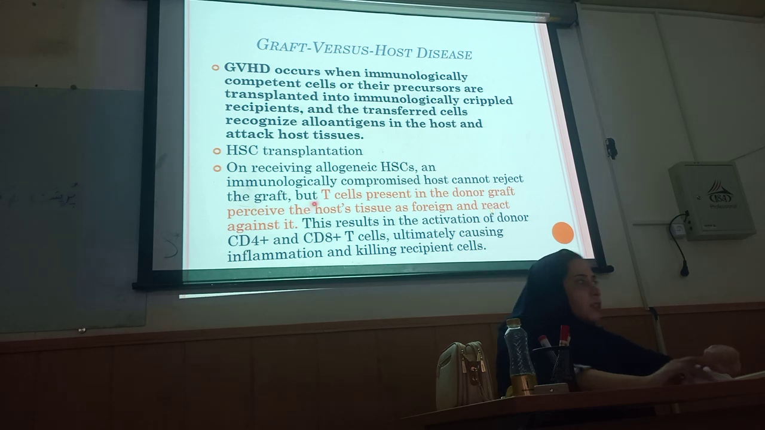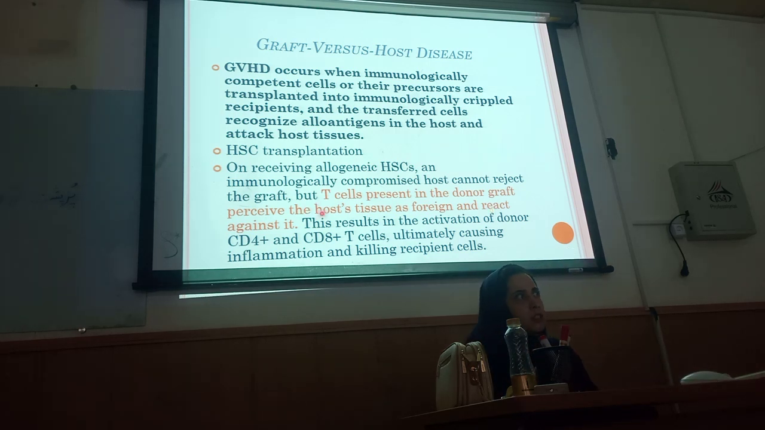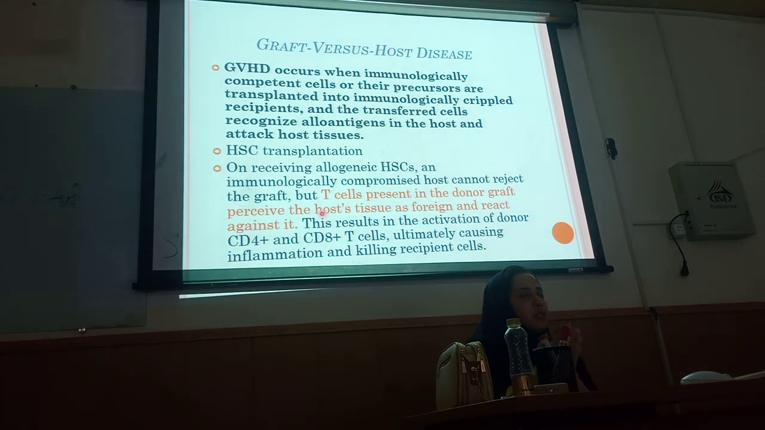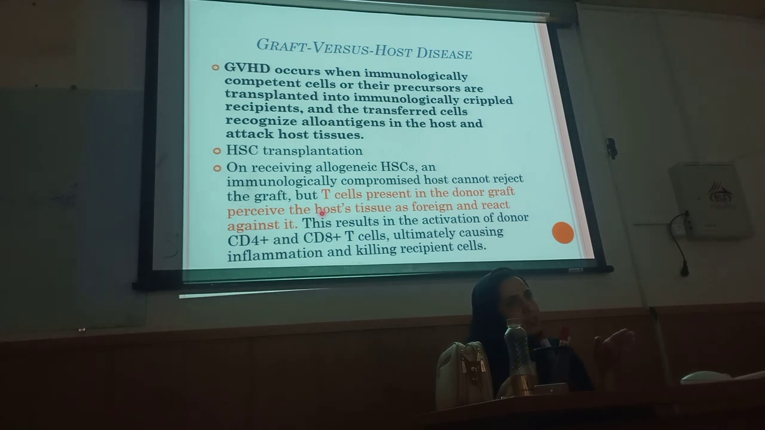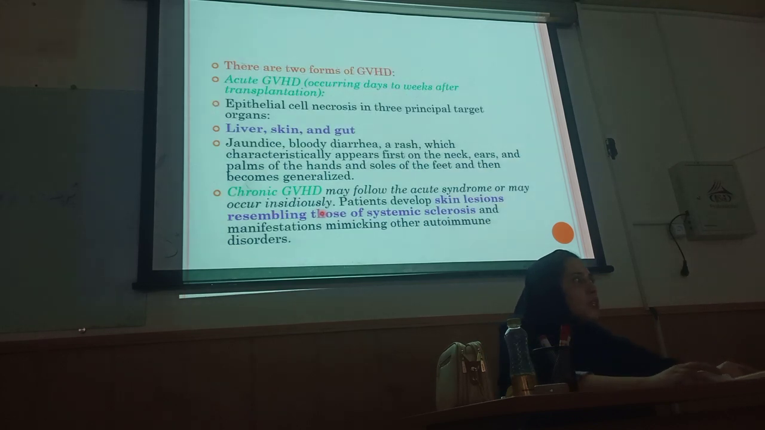And the last thing, graft versus host disease. Here the donor is immunocompetent and the recipient is immunocompromised, mostly when we have hematopoietic stem cell transplantation. For example, T cells that are present in the graft act against the host tissue. You will have symptoms affecting the liver, skin, and gut: jaundice, bloody diarrhea, a rash. These are the symptoms seen mostly in acute GVHD.